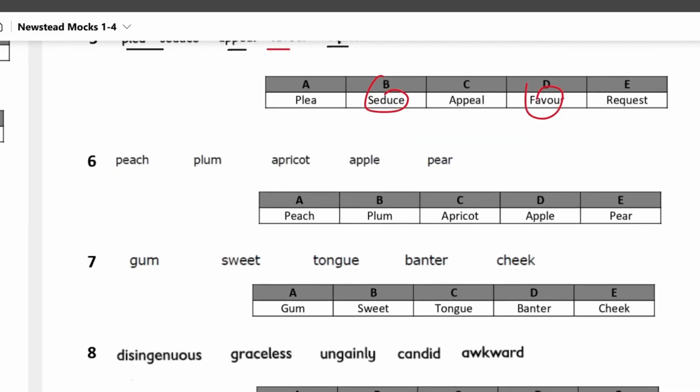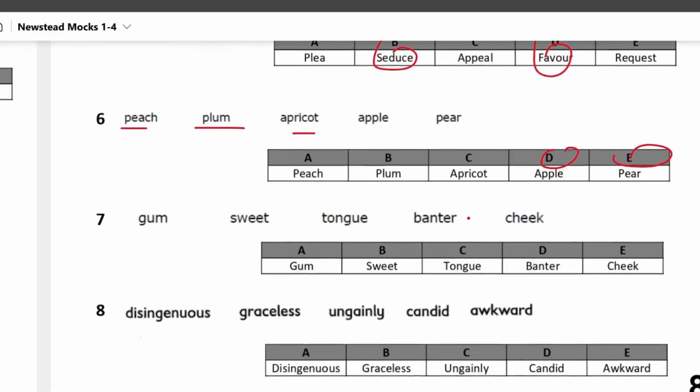And then 6, peach, plum, apricot, apple, and pear. So peach, plum, and apricot are all stone fruit, and then apple and pear are the ones with the core. Therefore, D and E would be the odd ones out.